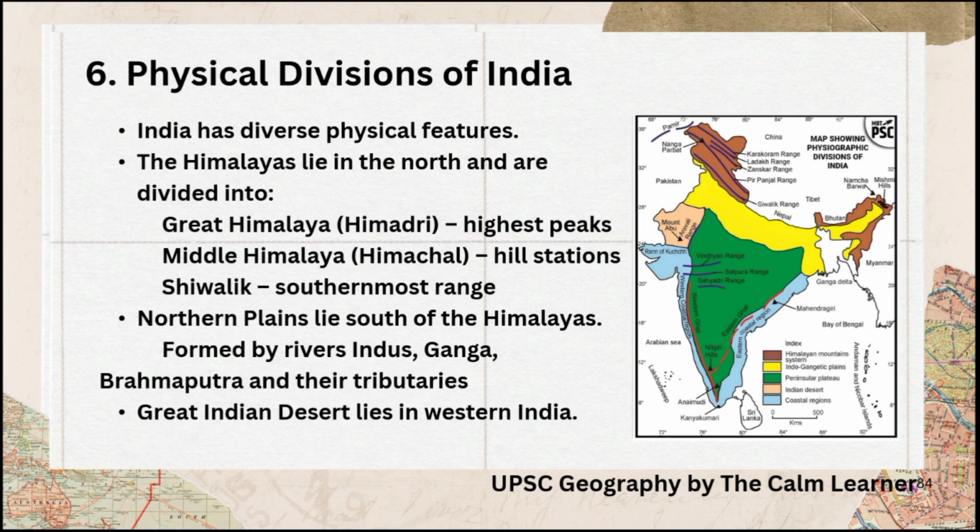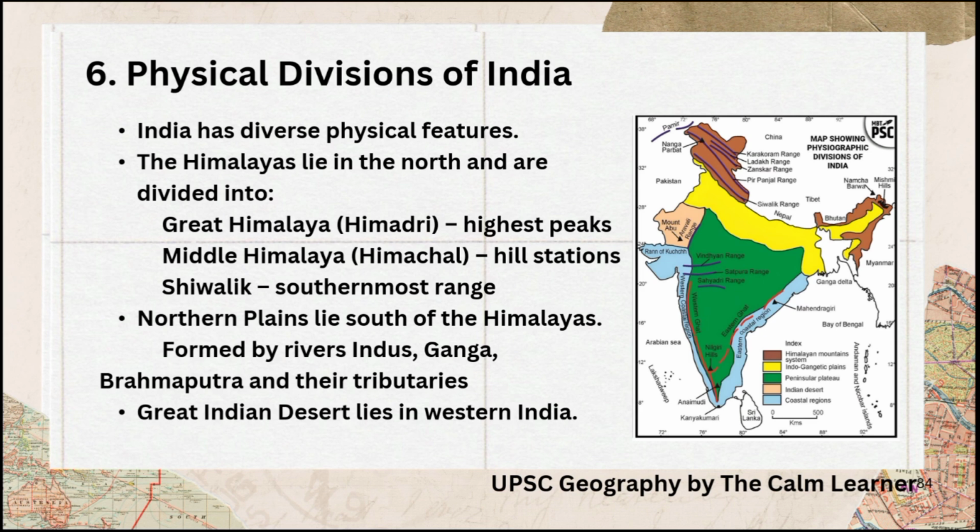Now, this is one of the most important parts of the chapter, the physical divisions of India. India has a great variety of physical features, and these features strongly influence our climate, rivers, agriculture, and even the way people live. So, first, let us talk about the Himalayas. The Himalayas lie in the northern part of India and act like a natural wall. They are divided into three parallel ranges. The northernmost range is called the Great Himalayas or Himadri. This range has the highest peaks and remains snow covered throughout the year.